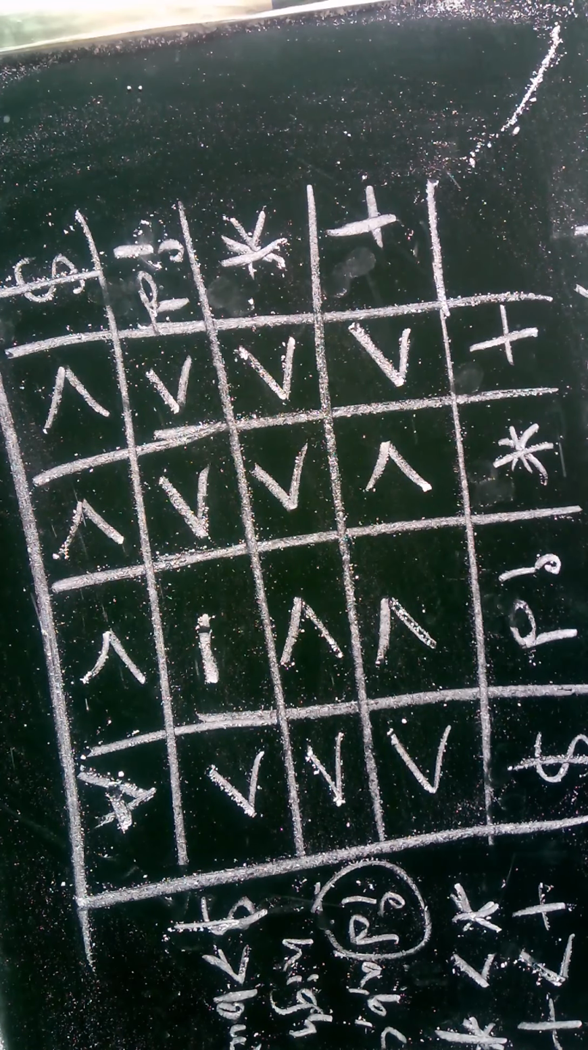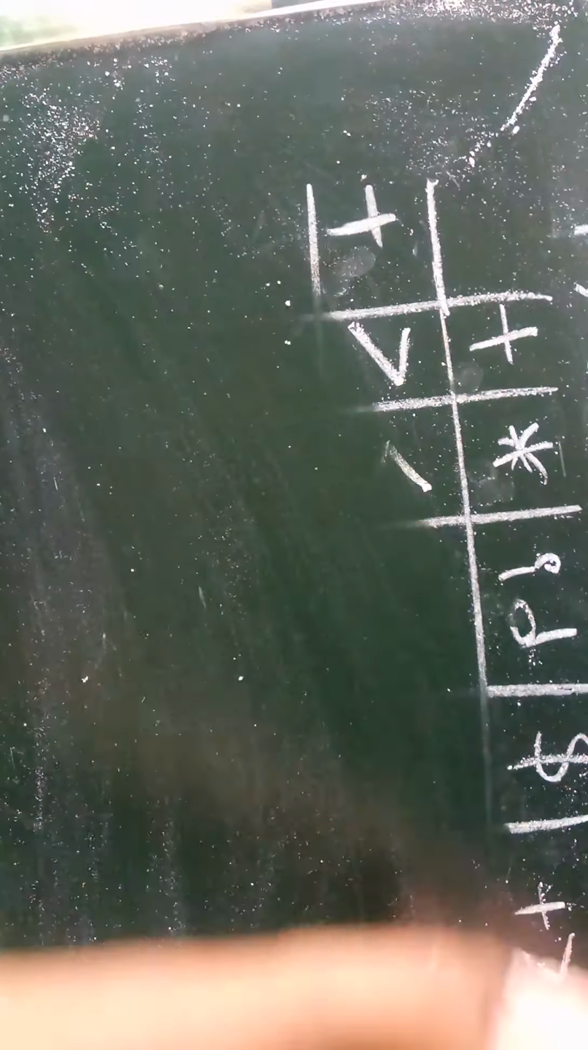This is the second step, the OP relation table. We have already done the second step. Coming to the third step, we have to parse the given string. For that, we have to draw another table.